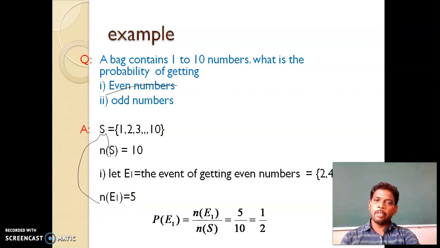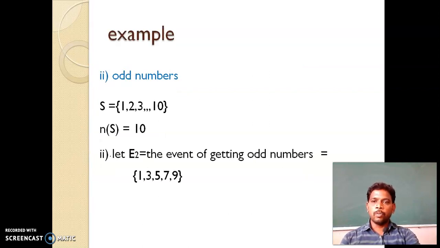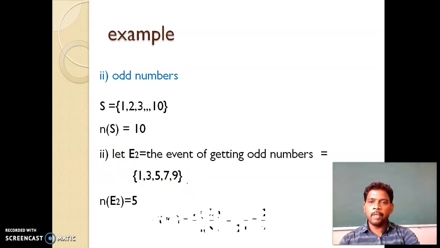Similarly, the next part is odd numbers. Let us consider this event as E2. E2 equals the event of getting odd numbers. The odd numbers are 1, 3, 5, 7 and 9. So n of E2 is nothing but 5, and the probability is 5 divided by 10, equal to 1 by 2.